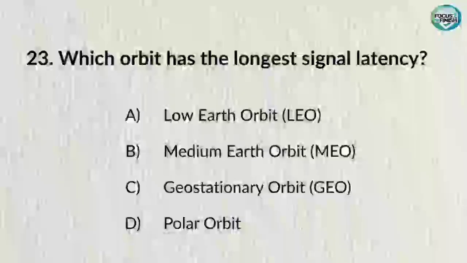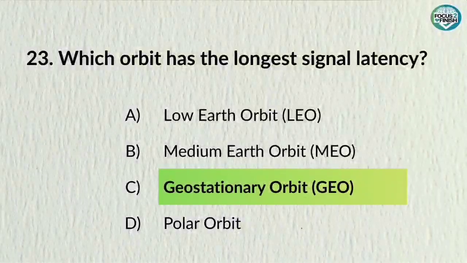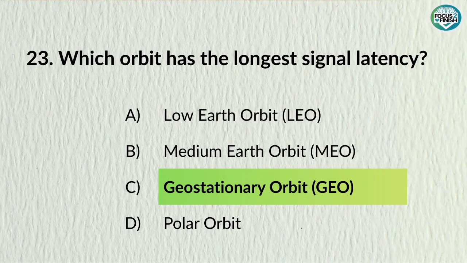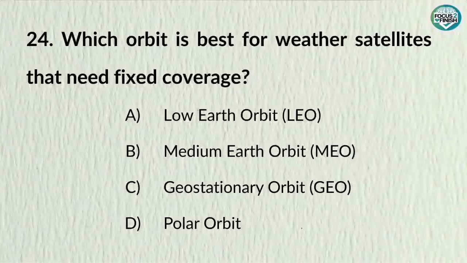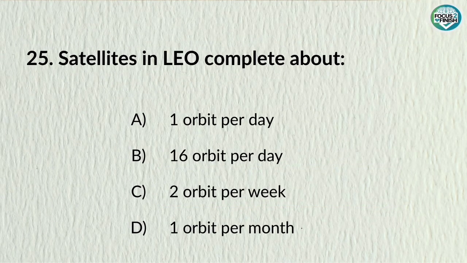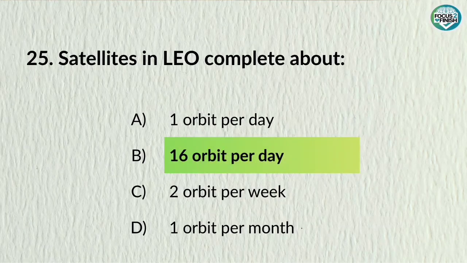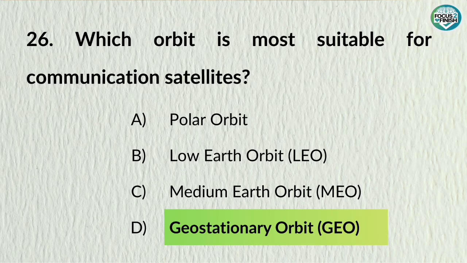23. Which orbit has the longest signal latency? Answer: Geostationary Orbit, GEO. 24. Which orbit is best for weather satellites that need fixed coverage? Answer: Geostationary Orbit. 25. Satellites in LEO complete about. Answer: 16 orbits per day. 26. Which orbit is most suitable for communication satellites? Answer: Geostationary Orbit.